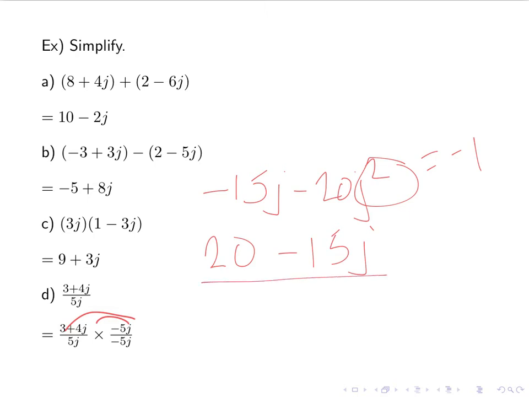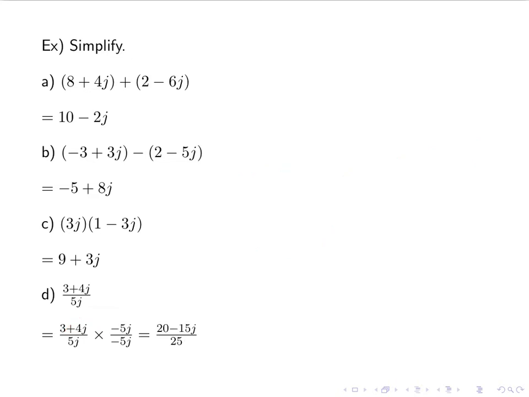My denominator is going to be a squared, which is 0, plus b squared. So it's just b squared, which is 25. So I end up with 20 minus 15j over 25. But that can be simplified, right? Each of my terms is a multiple of 5. So I'm going to cancel a 5 across each of my terms. And I'm left with 4 minus 3j over 5.